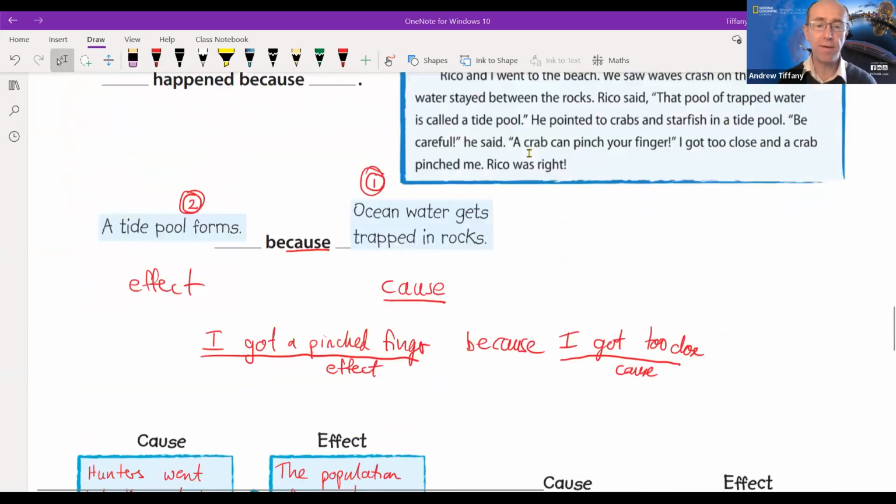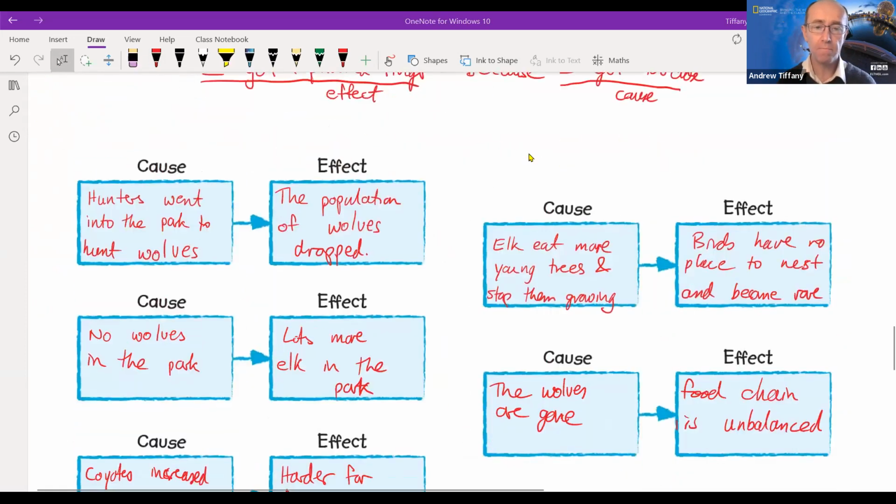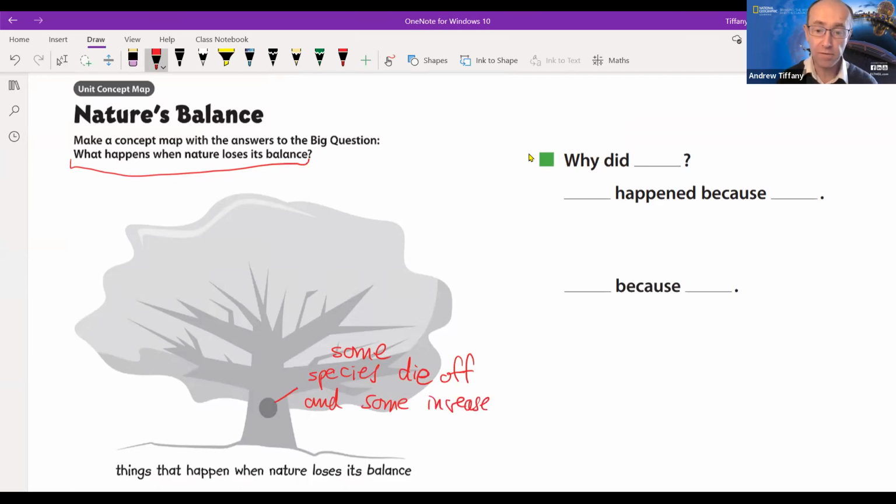Because if you remember, this is what we did right back at the beginning. We said some of these things, okay, but what else do we have down here? What do we have at the bottom now? What ideas can we put on our tree? So maybe one that we said before is species die off, but it's not all of them, is it? So maybe it's some species die off and some they increase, right? That you get more of some, right? If you took the wolves away, then we got more elk, for example, right?